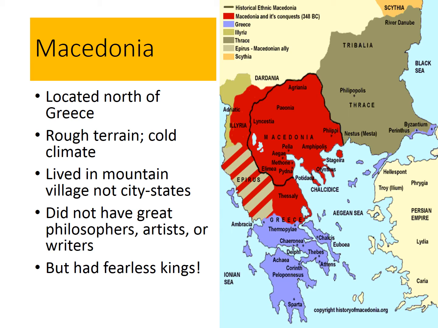Now, the problem with Macedonia is that the terrain, which means the land, was very rough and rugged, lots of mountains, very cold climates, and so people were not as close to one another because so many mountains separated them. They did not have city-states like the Greeks did, and they were not as culturally advanced, meaning they didn't have great philosophers, artists, or writers, but they were really well known for their fearless kings.